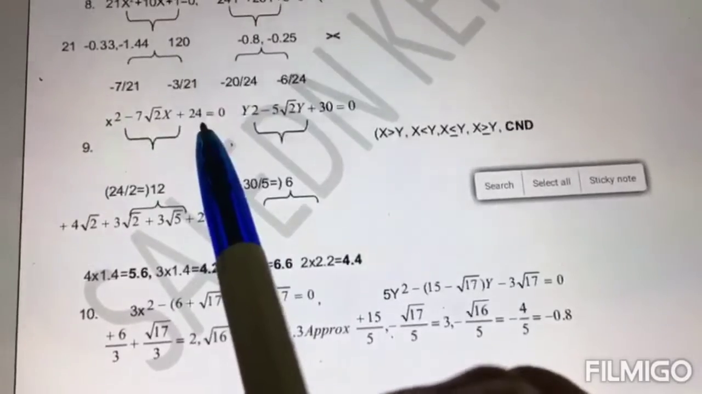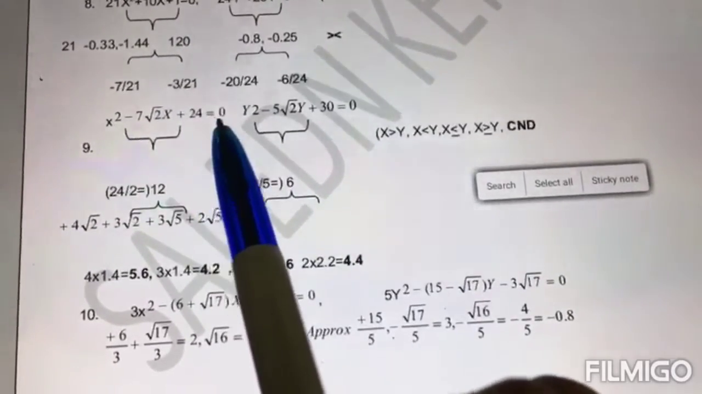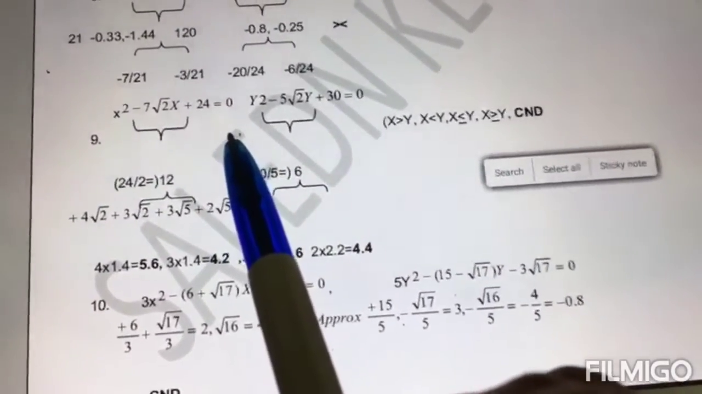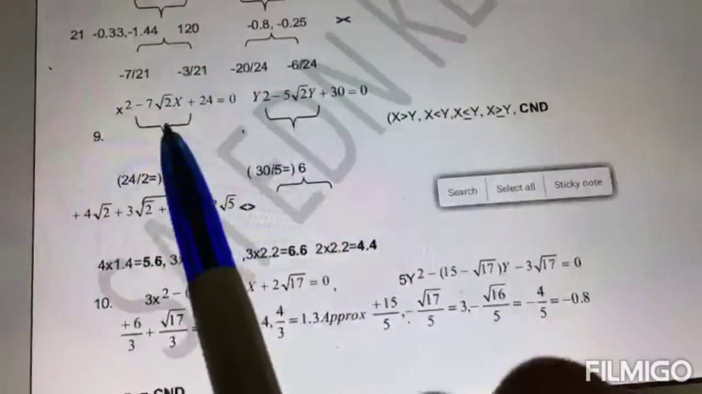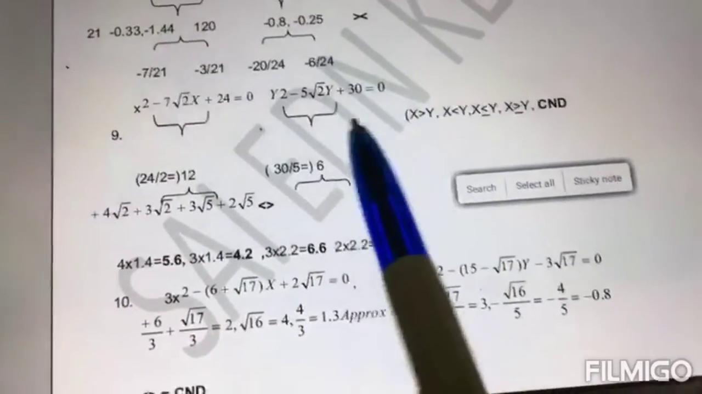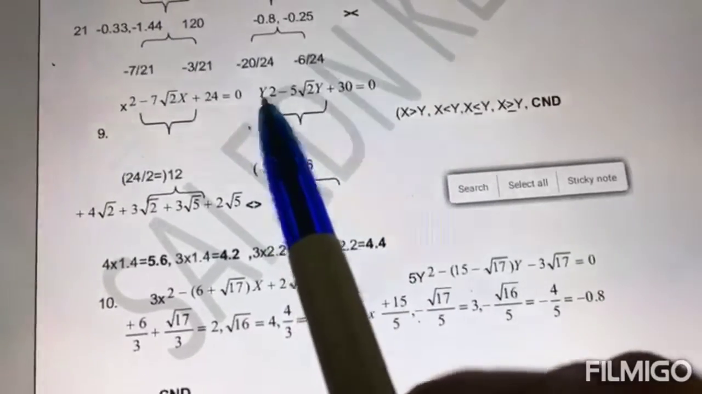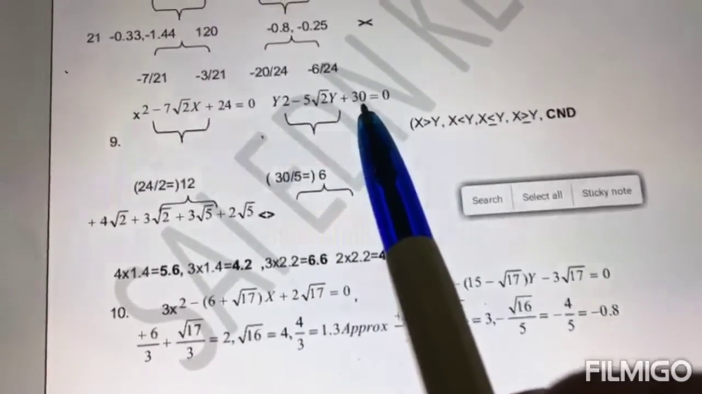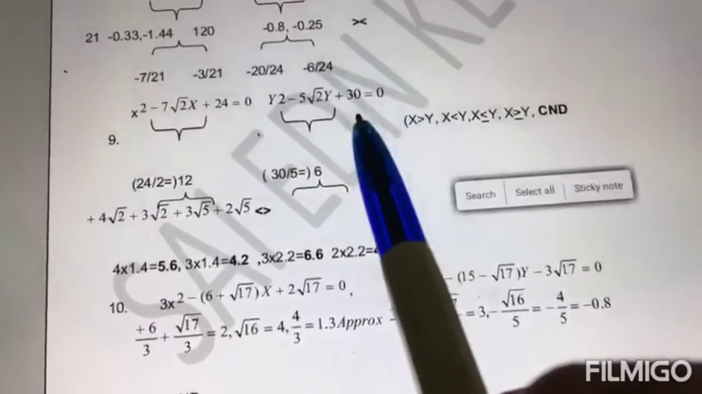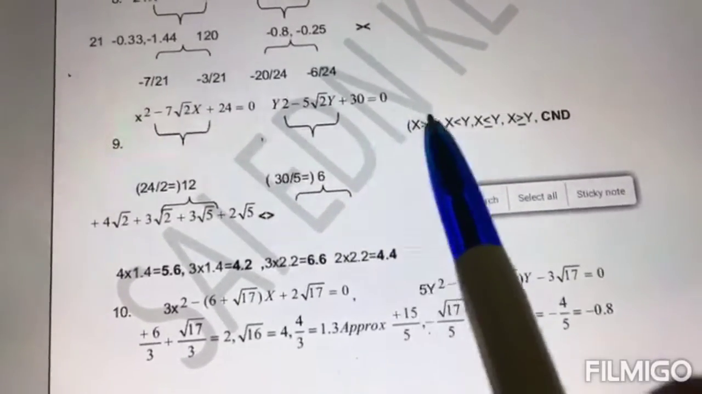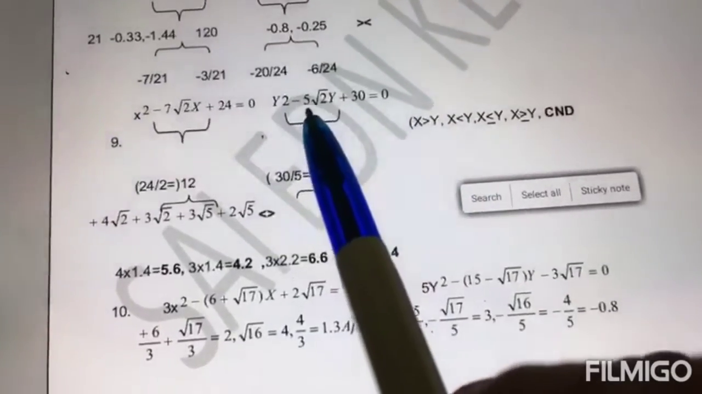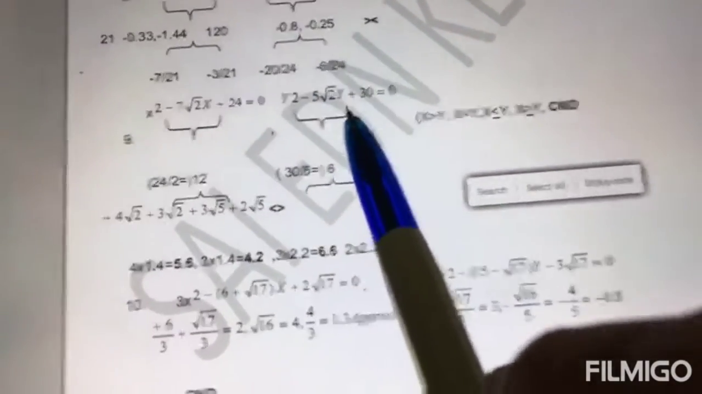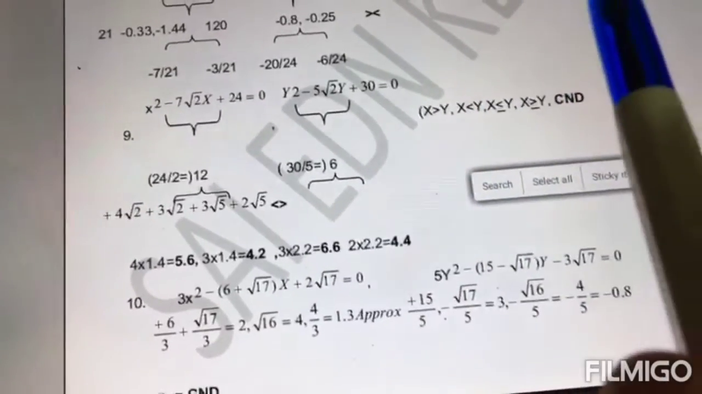What are the factors of 24? 24 into 1, 6 into 4, 8 into 3, correct? If we add or subtract any of them, will we get this? No. So we cannot solve this problem, okay? Similarly here, coefficient is 1 and here it's 30. So what are the factors of 1 into 30? That is 30. What are the factors of 30? 30 into 1, 3 into 10, 6 into 5. If we add or subtract them, can we get this number, 5 root 2? No. So we cannot solve this question, okay?